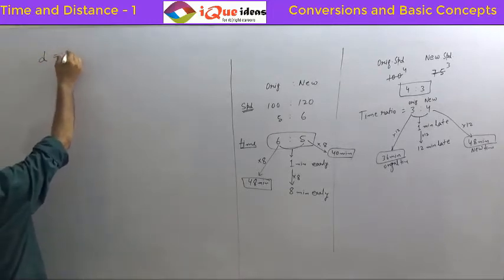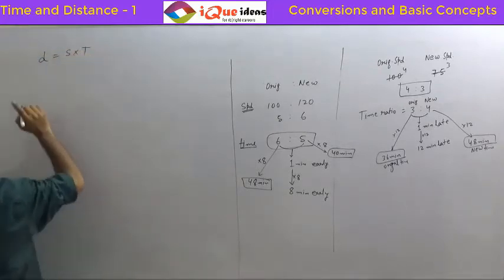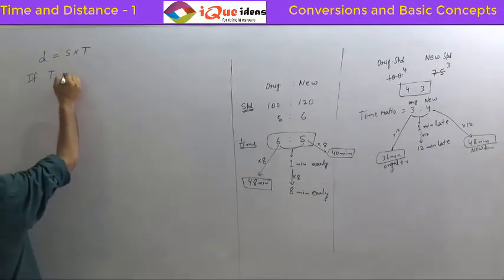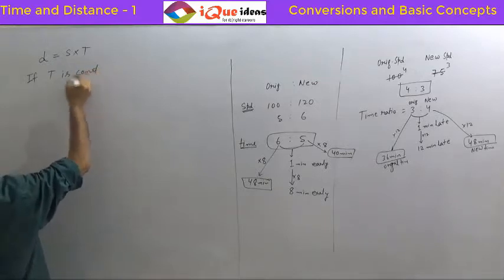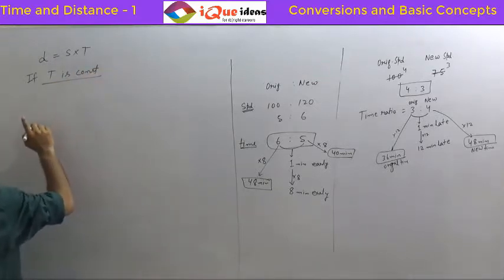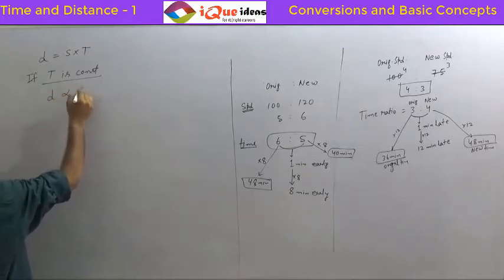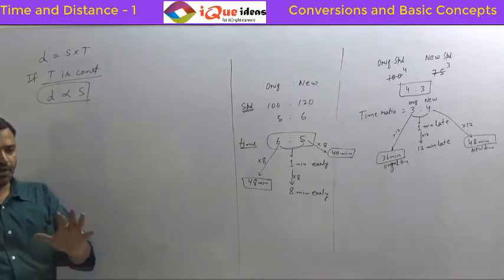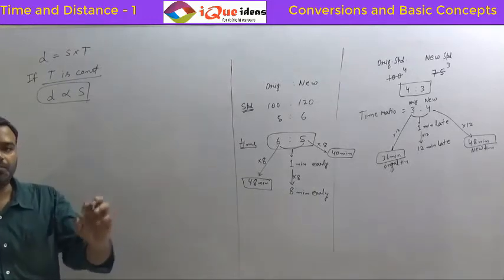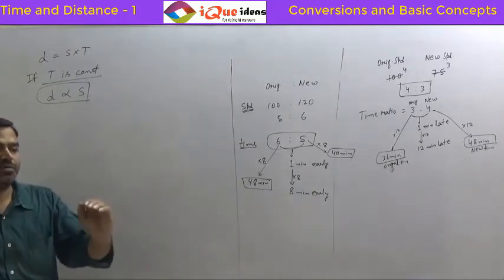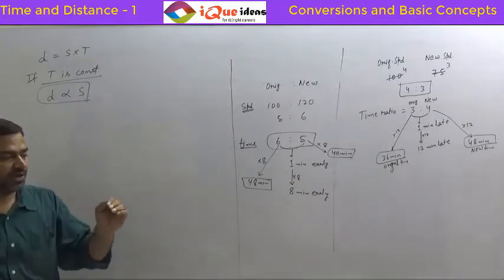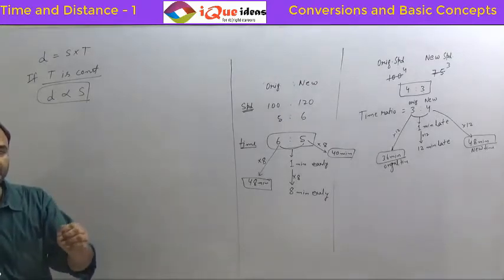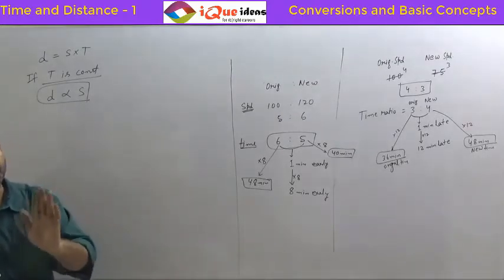We have this relation: distance equals speed into time. Now here, suppose time is constant. What will happen? If time is constant, then d will be directly proportional to speed. For example, if I give 2 hours time to two people, one person has a speed of 20 kilometers per hour, one person has 30 kilometers per hour. So obviously the person who has less speed will cover less distance. The person who has higher speed will cover more distance. That means there is a direct proportionality.